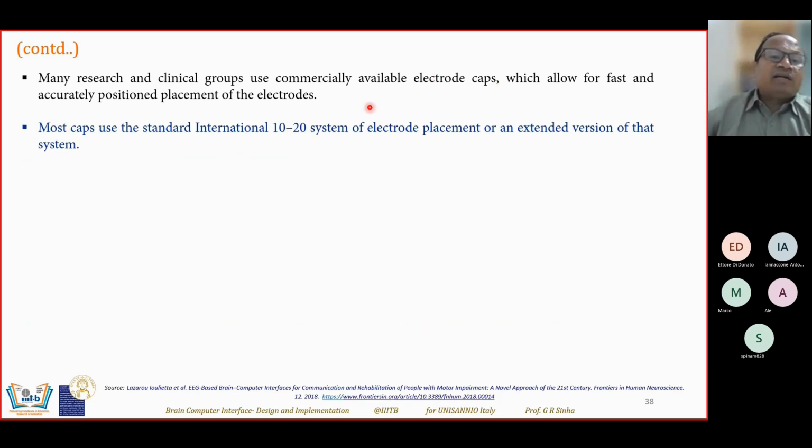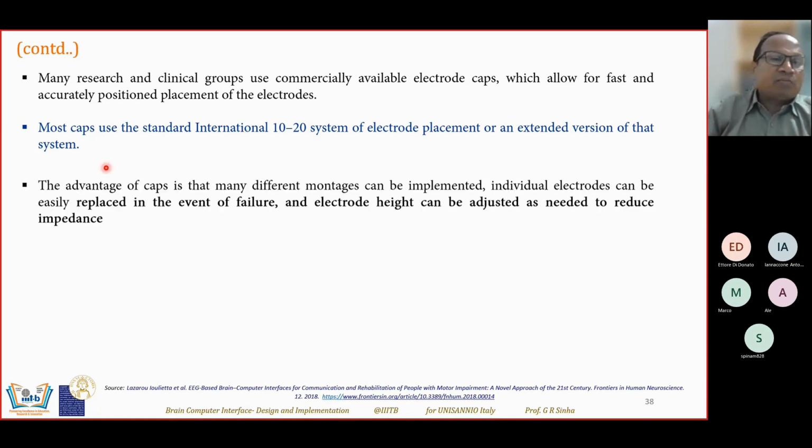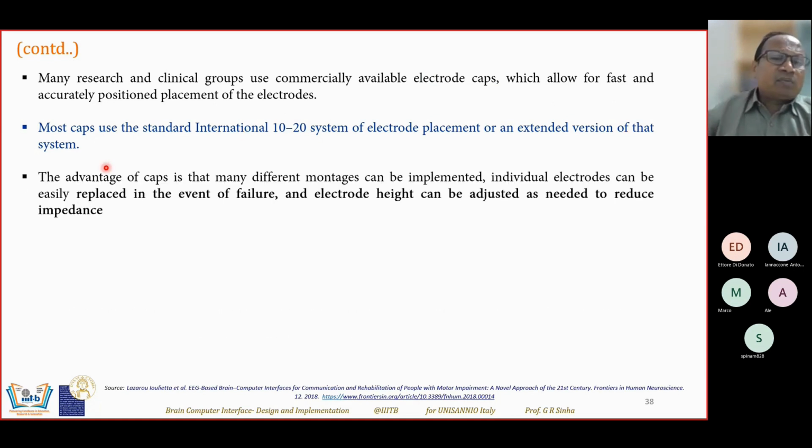Most caps use the standard international 10-20 system, which I was talking about in the previous slide on electrode placement, or an extended version of that system. 10-20 is a very popular system. The advantage of a cap is that many different montages can be implemented.